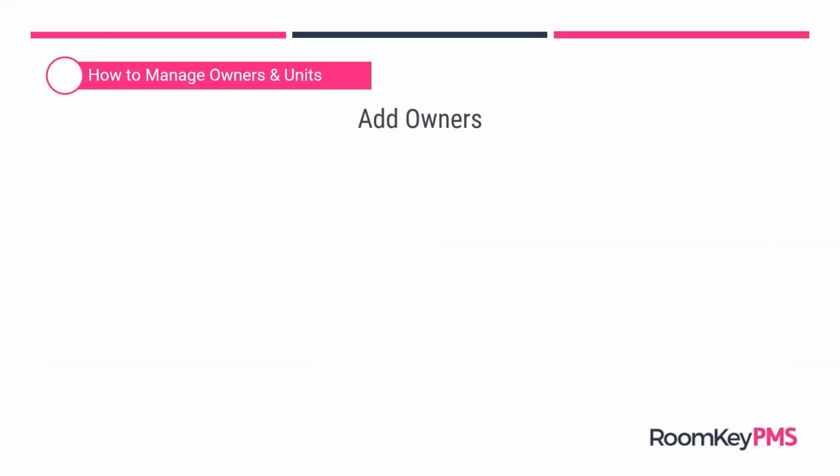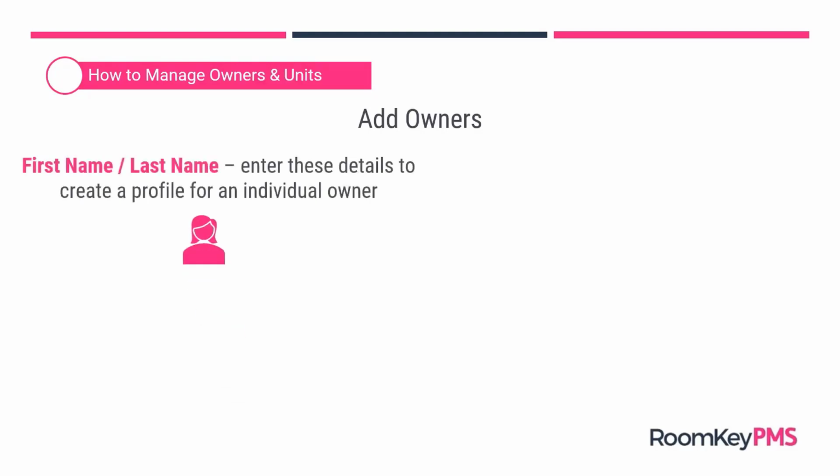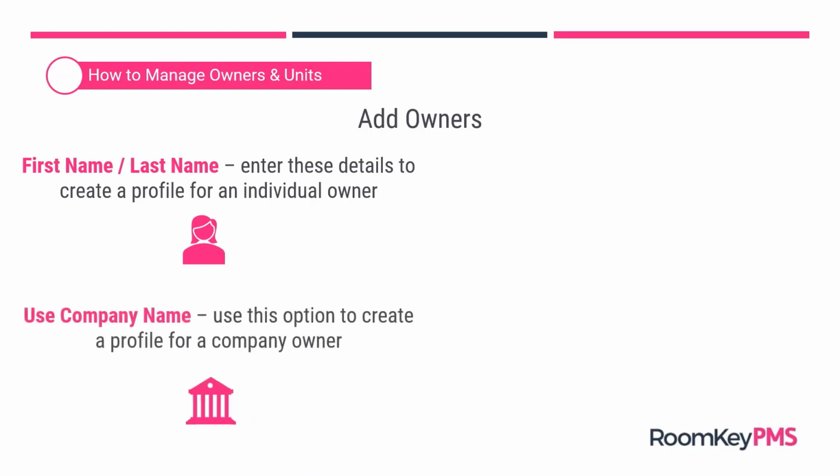When you are adding owners in the HOA portal, you will be asked for the first name and last name. And these are the details that you'll enter to create a profile for an individual owner. But when we go through and add an owner, you will also have the option to use a company name instead of a first name, last name.